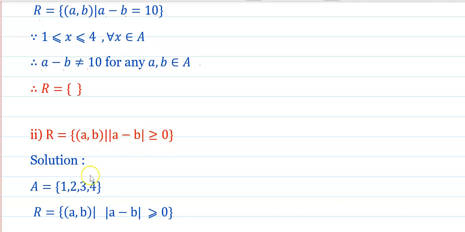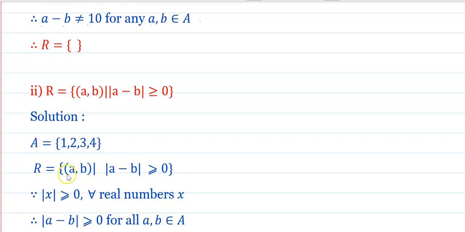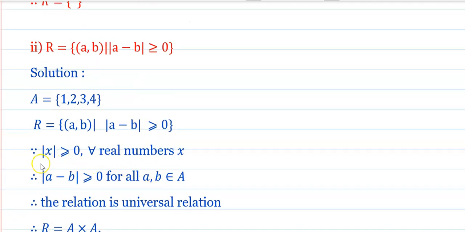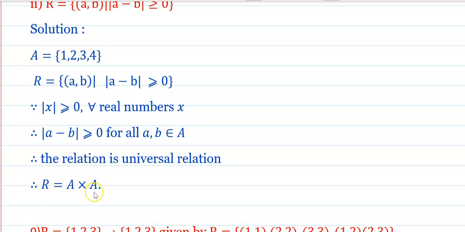Now next, R is equal to {(a, b) such that mod of a minus b is greater than or equal to 0}, A is {1, 2, 3, 4}. Now again, mod of a minus b is greater than or equal to 0. Okay. Mod of x is greater than or equal to 0 for every real number x, and therefore whichever two elements from 1, 2, 3, 4 we take and subtract, that is always greater than or equal to 0 for (a, b), and therefore the relation is a universal relation, therefore R is equal to A cross A.